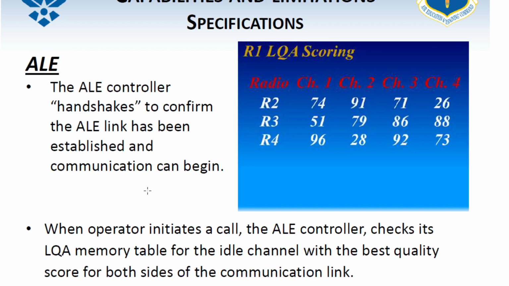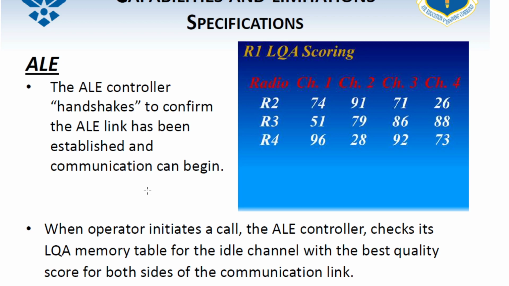Okay. So the ALE controller handshakes to confirm the ALE link has been established and communication can begin. When an operator initiates a call, the ALE controller checks the LQA memory table for the idle channel with the best quality score for both sides of the communication link.